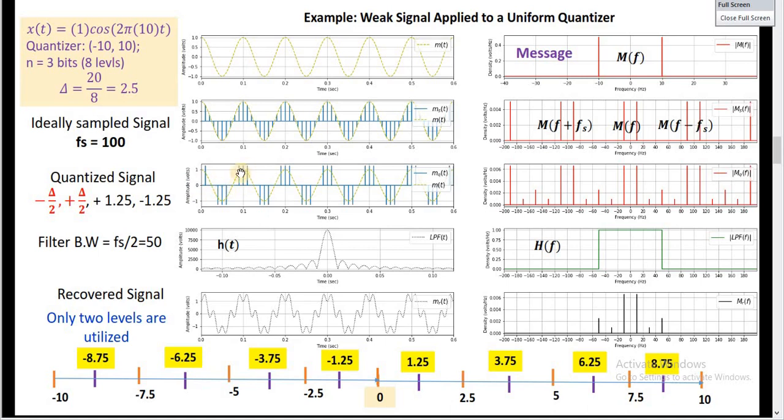If we pass this quantized signal through a low-pass filter with a bandwidth of 50 Hertz, what we obtain is this signal. This is the recovered signal. As we can see, the degree of similarity between the recovered signal and the original signal is very, very low, meaning that the level of distortion is very high. The uniform quantizer is not optimal when we apply weak signals, as in this case.